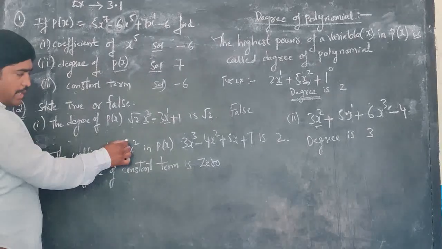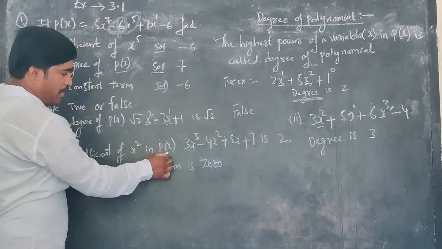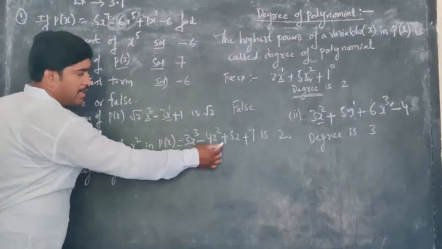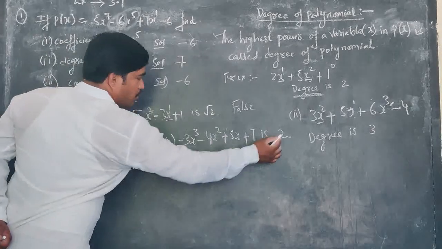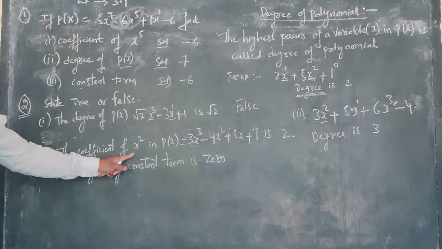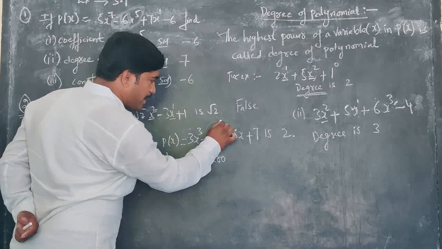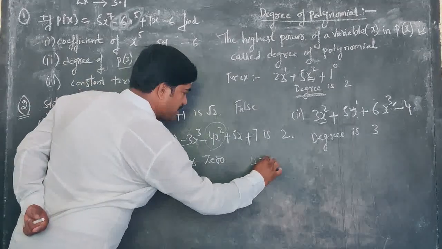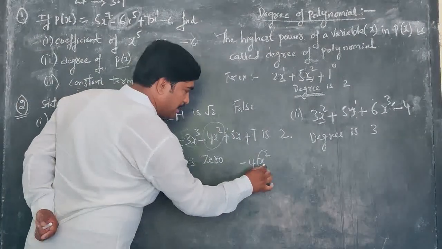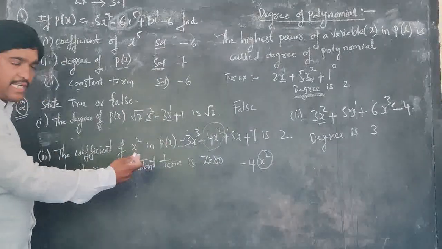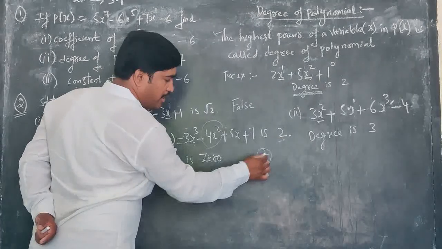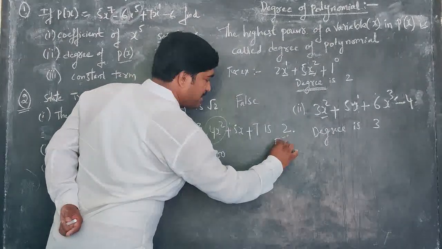Now I'll go for the second statement. The coefficient of x square in p of x. What is the p of x given? 3x cube minus 4x square plus 5x plus 7 is 2. We are asked to find the coefficient of x square. What is the x square term here? Minus 4x square. The number beside the x square is minus 4. But what is the answer given? 2. So this is not true. So I'll write the answer as false.